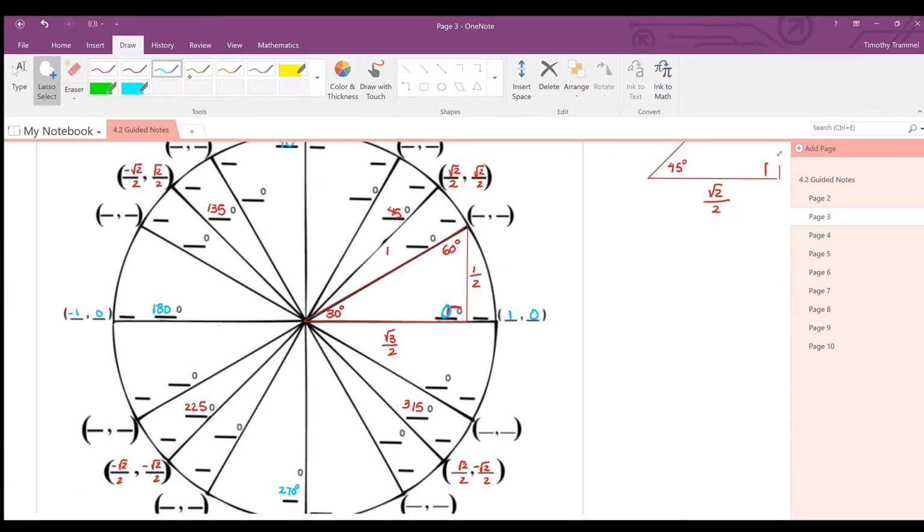Okay. And now you can see that the y value at this point should be 1/2, and the x value should be the square root of 3 over 2. Okay, and so let's write that in here. Square root of 3 over 2, and 1/2. Okay. I'm going to go ahead and move this, and then we'll fill in some more.